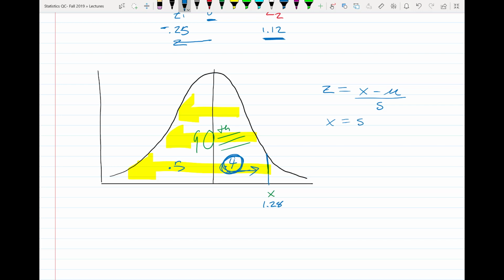X equals S times Z plus the mean for the distribution. And what we'll do to solve the problem is we'll take our Z value over here, plug it in. So we're going to get S times 1.28 plus the mean. And that's going to give us our value for X. Again, I don't have that here for you because I don't have standard deviations and means, but you can try that with a problem, and you should get the correct answer using that formula.